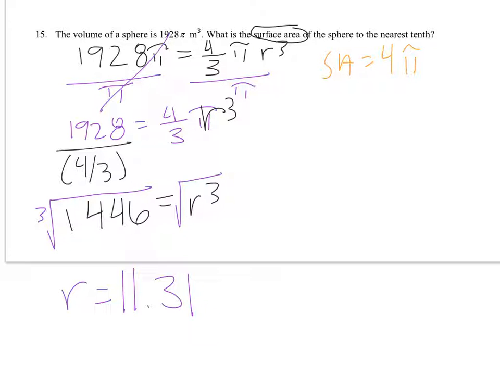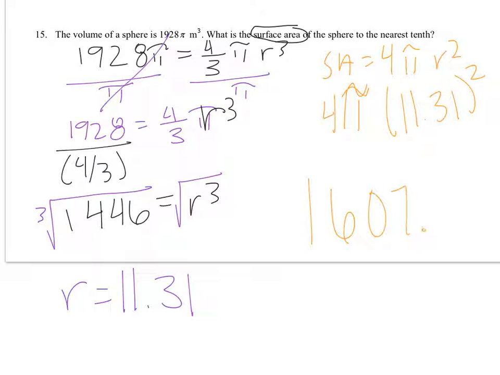Now I'm actually looking at my surface area. Surface area is 4 pi r squared. So 4, that's a pi, my r is 11.31 squared. So 11.31 squared times 4 times pi. Round to the nearest tenth is 1,607.4 meters squared.